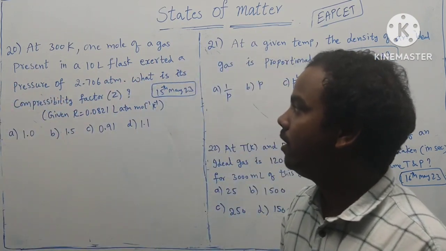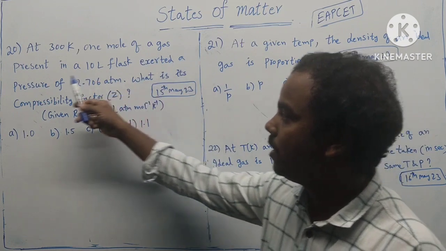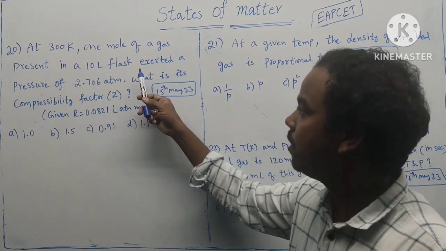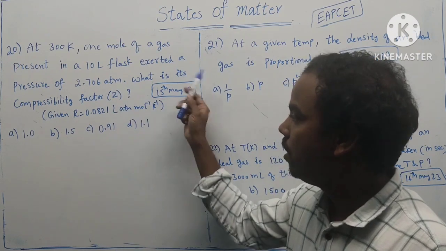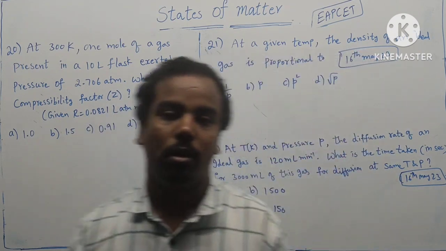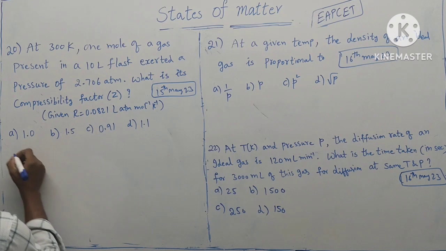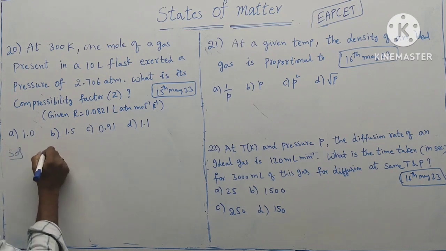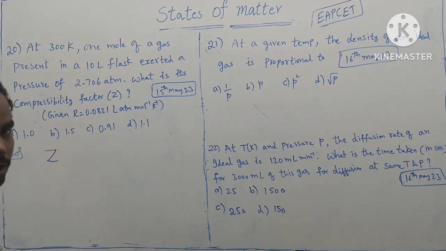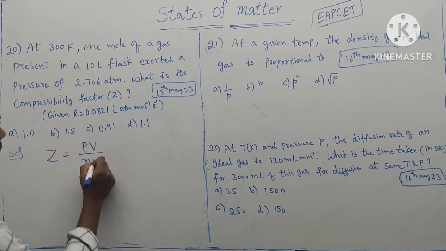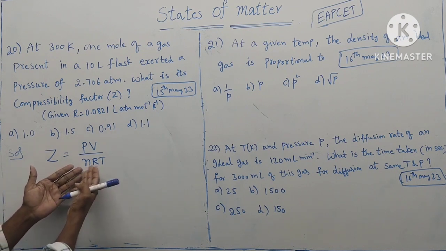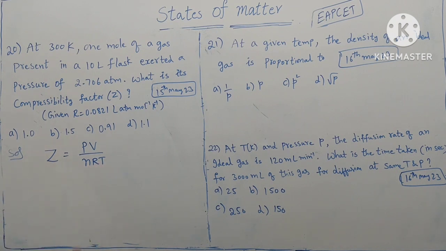Next question: at 300 kelvins, 1 mole of a gas present in a 10 liters flask exerted a pressure of 2.706 atmospheres. What is its compressibility factor? So first, what is the compressibility factor formula? Compressibility factor is indicated by the letter Z. Z is equal to PV by nRT. So if n moles are there, nRT; 1 mole is there, 1 RT, so RT.